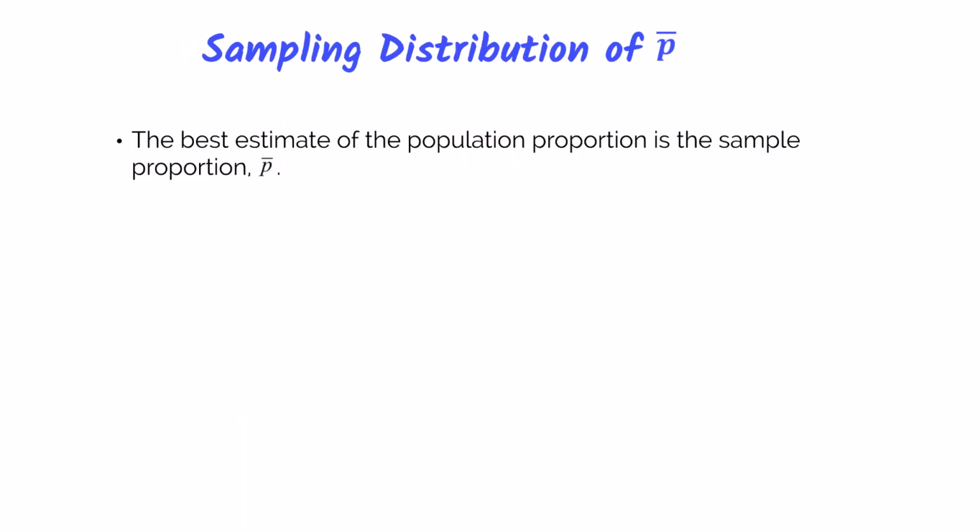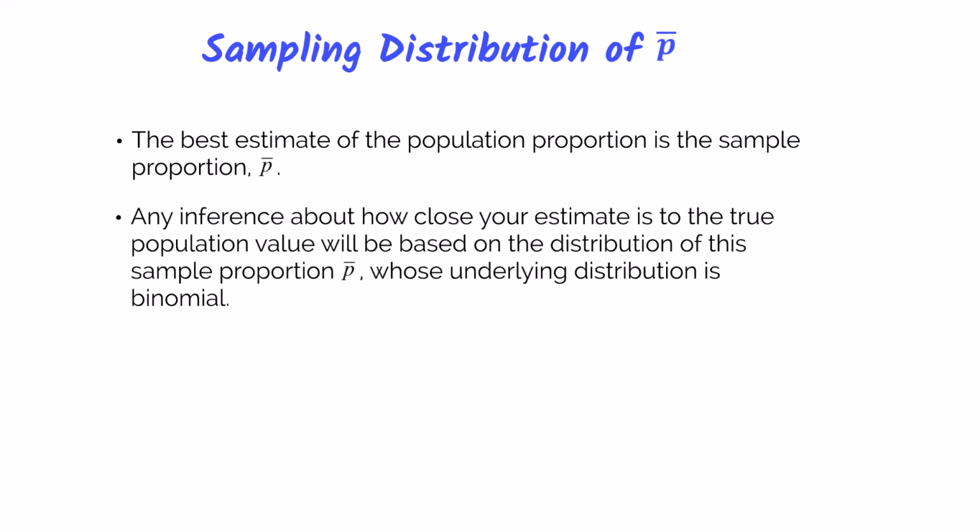Some things to note when we're working with the sampling distribution of p bar: the best estimate of the population proportion p will be the sample proportion, or p bar. Then any inference we make about how close our estimate is to the true population value will be based on the distribution of the sample proportion, or p bar. Now recall, when we learned about distributions, the binomial distribution is when we have two possible outcomes. You can see a proportion is just another way of representing this, because you either have the attribute of interest or you don't. And we are just representing this as a proportion.